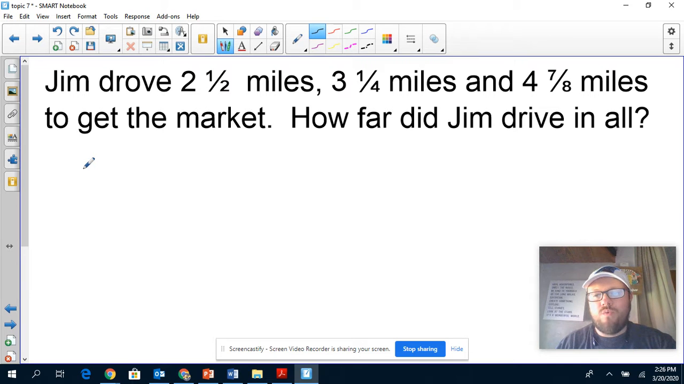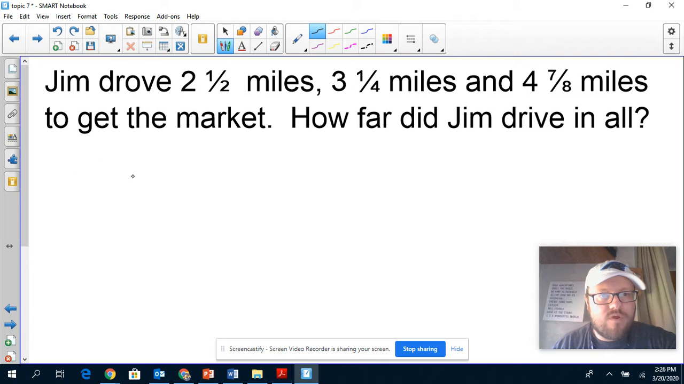Hey everybody, just wanted to do some guided practice with you on when you have more than two mixed numbers that you need to add together. If you look at this problem, it says Jim drove 2 1/2 miles, 3 1/4 miles, and 4 7/8 miles to get to the market. How far did Jim drive in all? Step one is always list your numbers out.